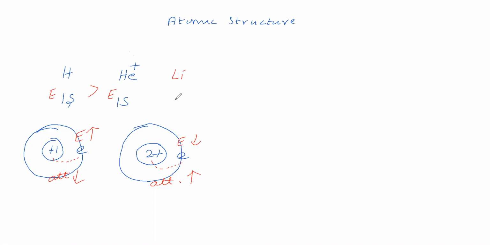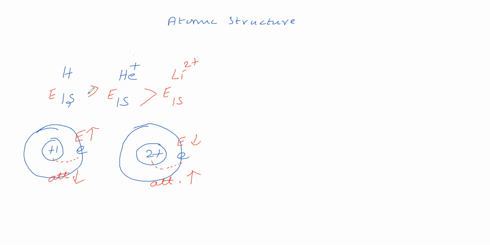Likewise, we will take lithium. Lithium has atomic number 3 and has a 1s orbital. Li2 plus, if we take, has 1 electron, and that 1 electron we will take in the 1s orbital. Now what about this energy when compared to this? Here 3 protons are present in the nucleus, and here 2 protons are present in the nucleus. Therefore, here the attraction is less and here the attraction is more, so the energy is high here and less there. So the energy order will be like this.